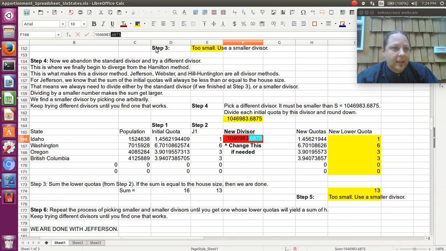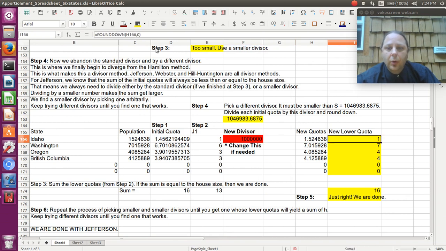Okay. And this red cell, as always, red is the cell that we do editing in. So it says here in my note that it is too small and I need to use a smaller divisor. I like nice integer values, whole numbers, so I'm going to replace all of these numbers with zeros and see if that works. And it does work. In that one step, just trying that number sort of arbitrarily worked. It says here, just right, we are done.